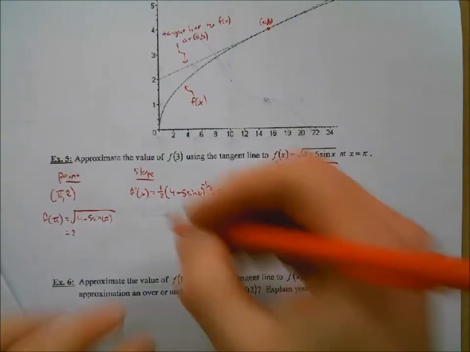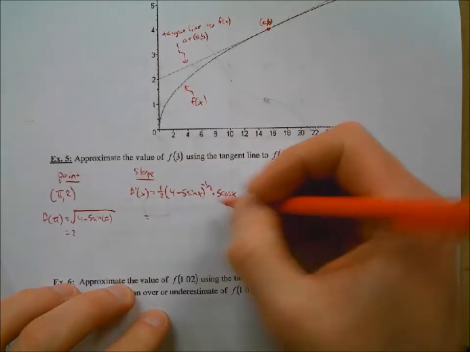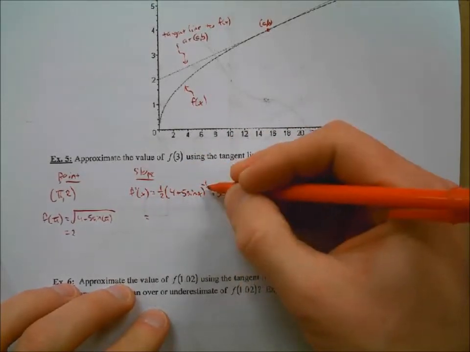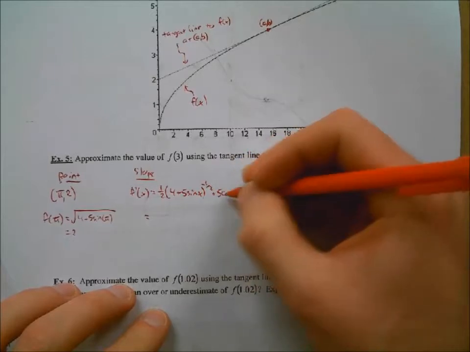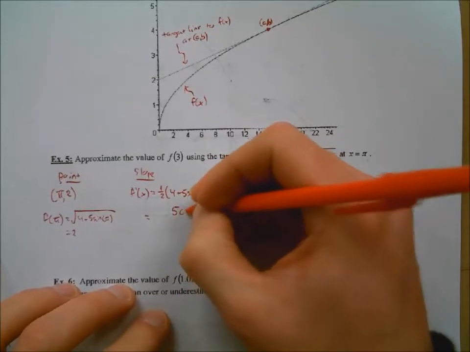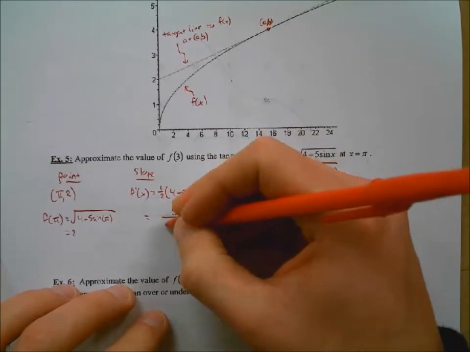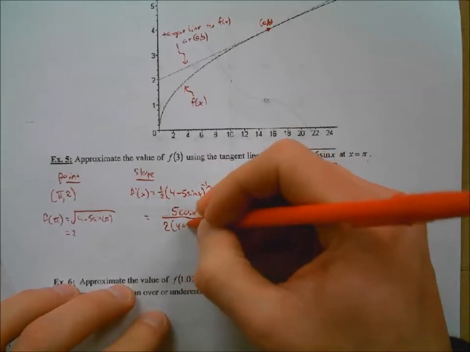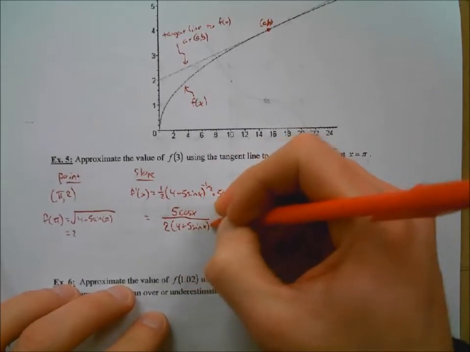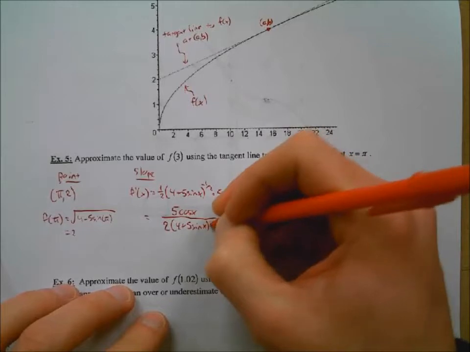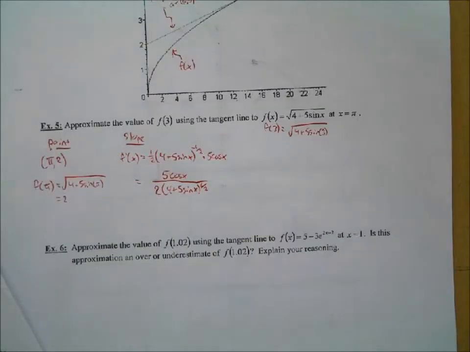I'll rewrite this here just a little bit. Since it's 4 plus 5 sine x to the negative 1/2, that's going to go in the denominator. The 5 cosine is going to go in the numerator. So we'll have 5 cosine x over 2 times 4 plus 5 sine x to the positive 1/2 power now, since I moved it to the denominator. That's just a little manipulation there, just for simplification's sake.